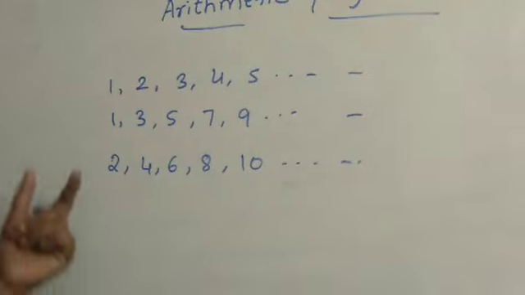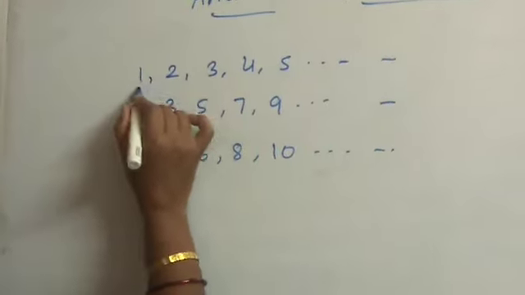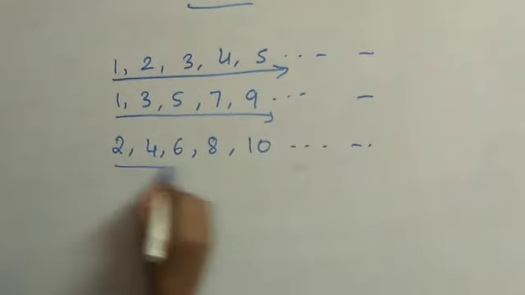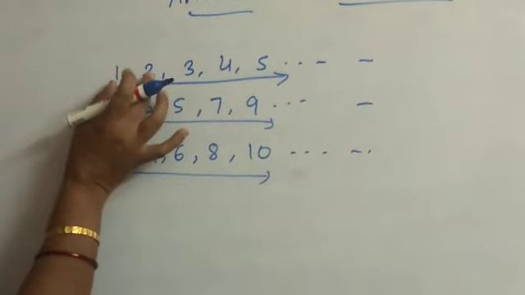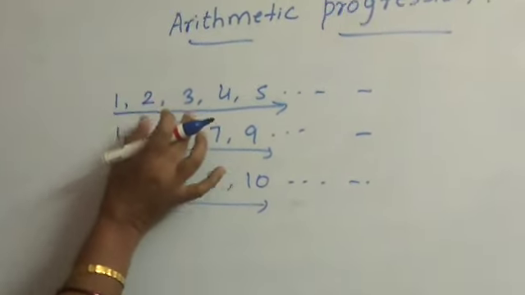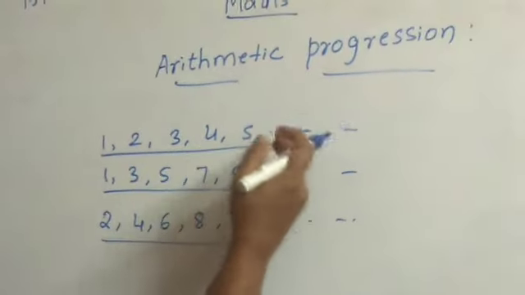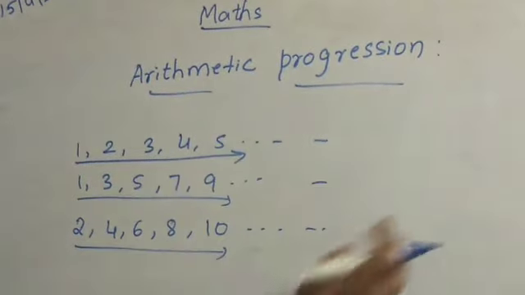Okay. Here what are you observing? You are observing that each series is following some pattern, isn't it? Yes. Here the difference between these two numbers is what? 1. Here also 1. Here also 1. We are getting the next numbers by adding 1 to each number.